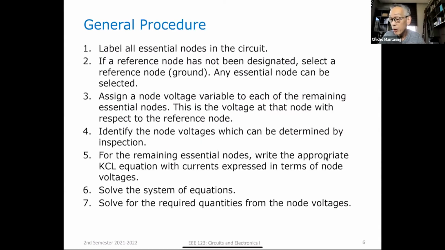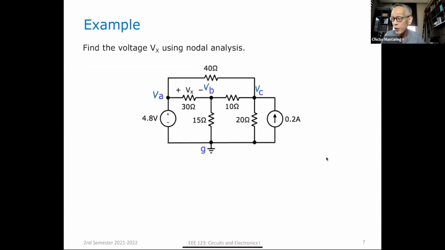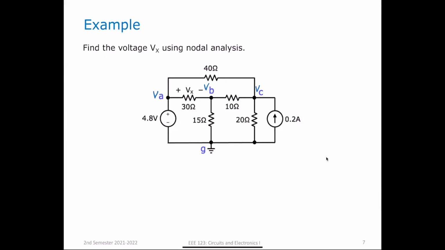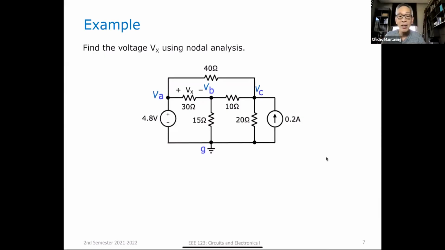Dun sa step na to, identify the node voltages which can be determined by inspection. So we have 3 node voltages, no? VA, VB, and VC. Can I outright identify that any one of these node voltages can be determined by inspection? Oh yes po. Is VA 4.8 volts? That's right. That's right, no? Right away, I can see that VA is equal to 4.8 volts. No, because I put a 4.8 volt source between node A and ground, and that immediately constrains the voltage at VA.